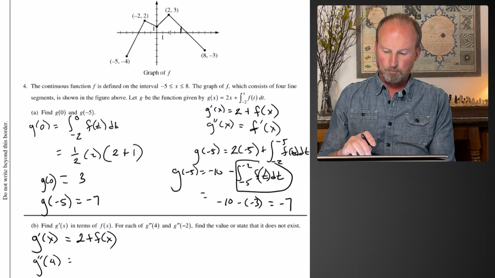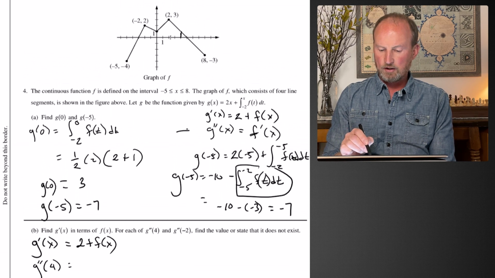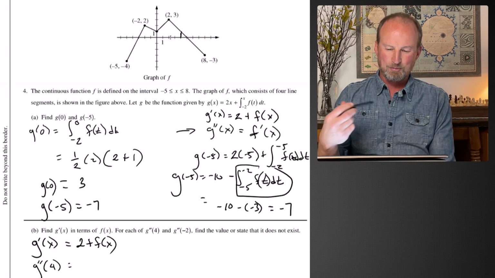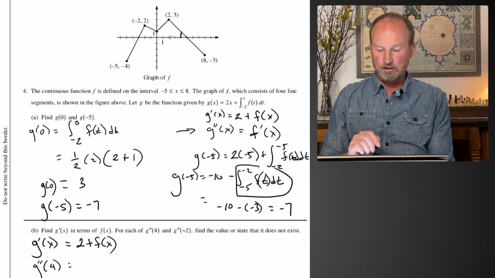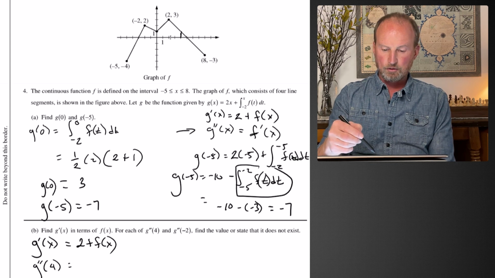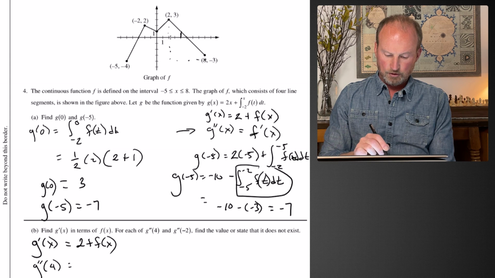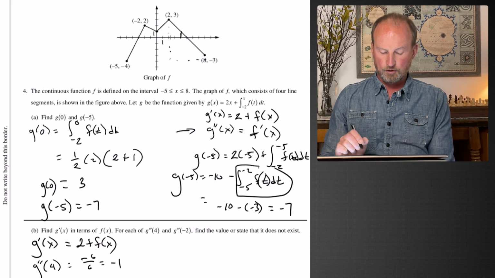So g double prime, we already said, is f prime, and f prime is the slope of the function at x equals 4. So looking at x equals 4, it looks like it's down 1 over 1. Let's jump up here. We're going down 6 over 6. My slope looks like -1. Down 6, right 6, -1. So g double prime of 4 equals -1.